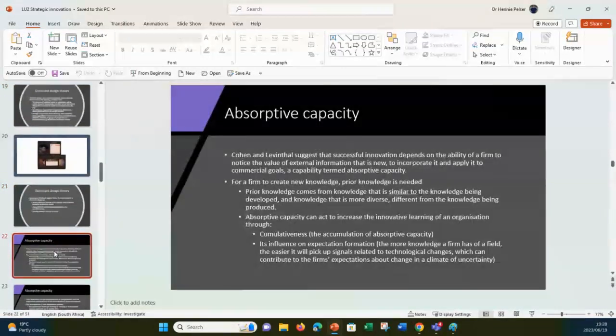And I've given absorptive capacity. Absorptive capacity is the ability to take in information and test the theories.